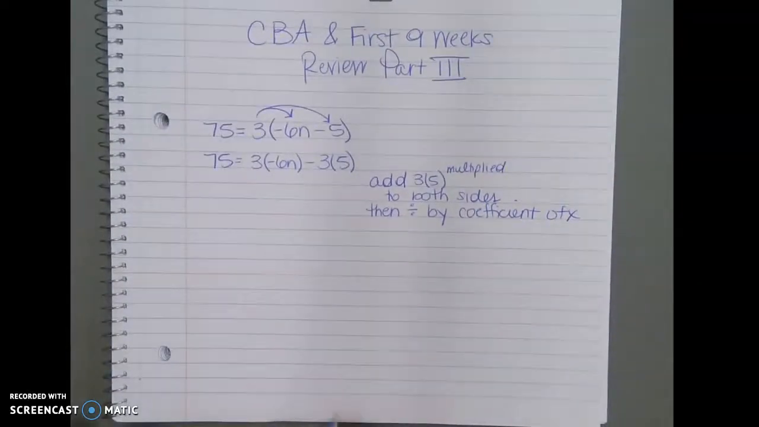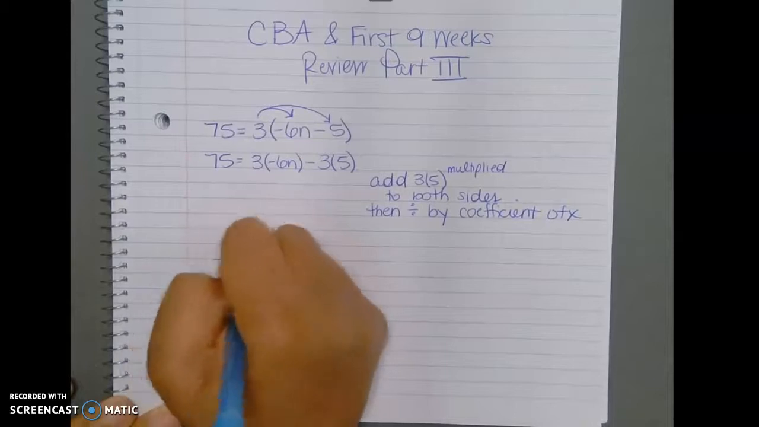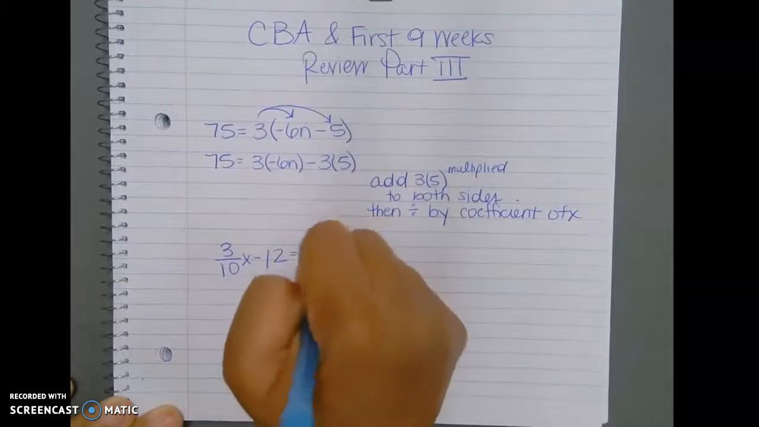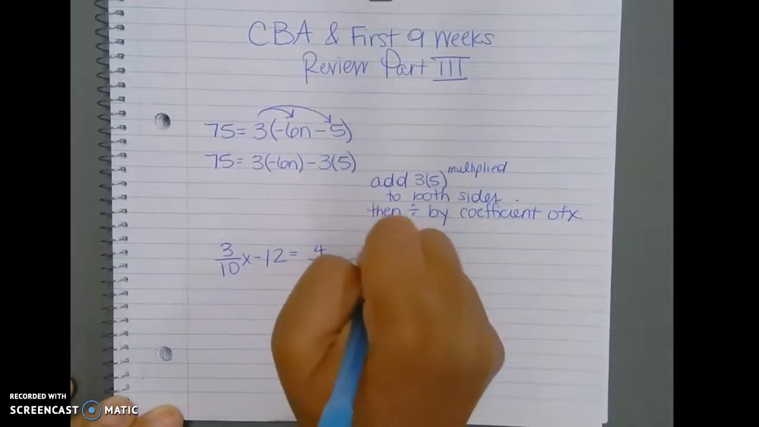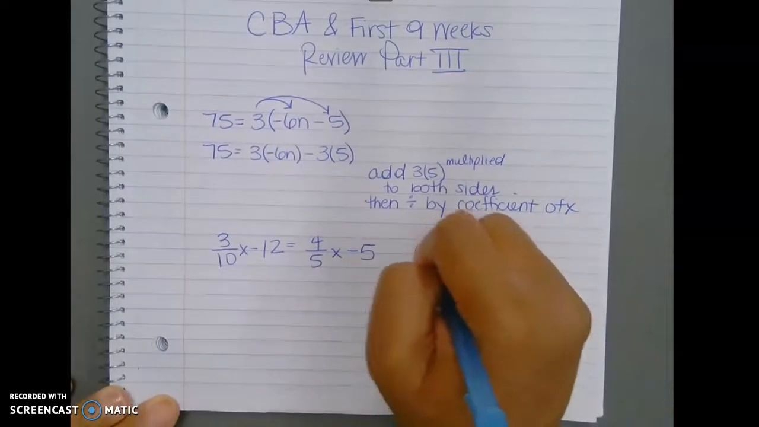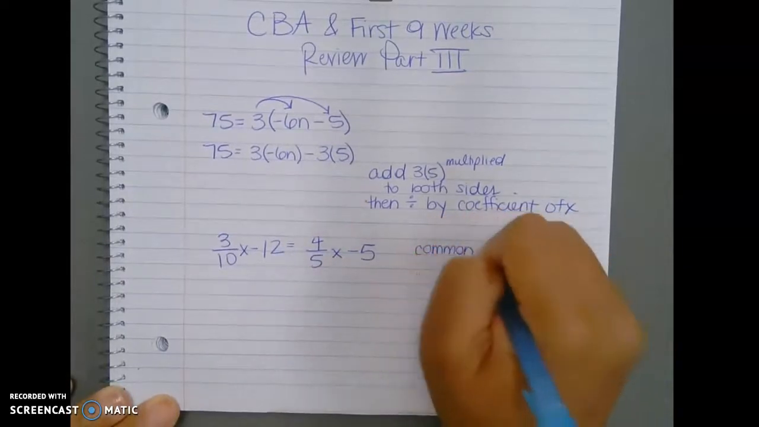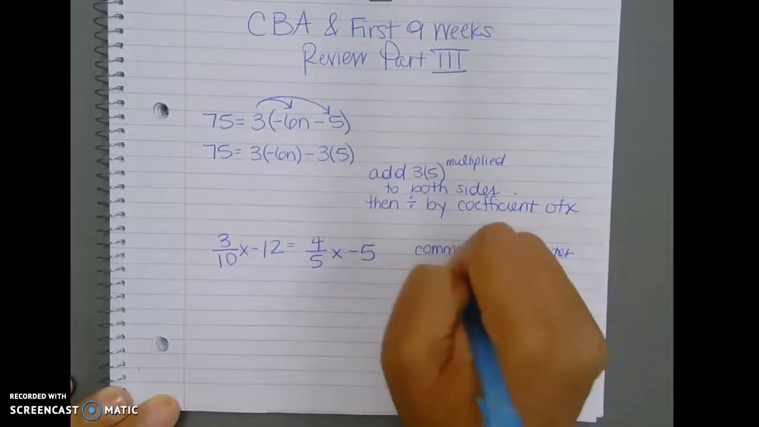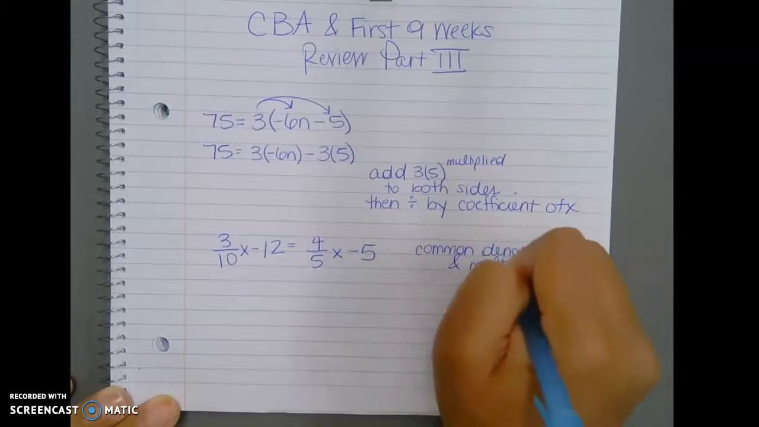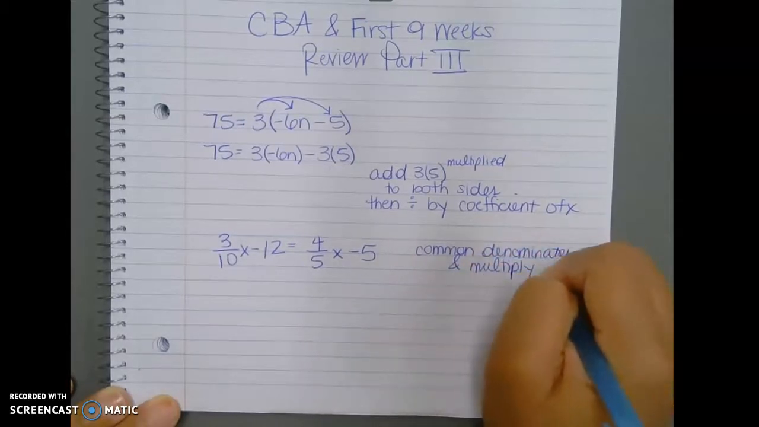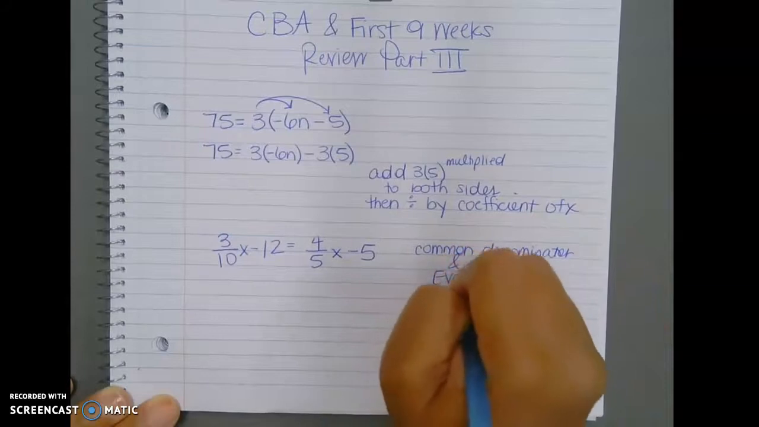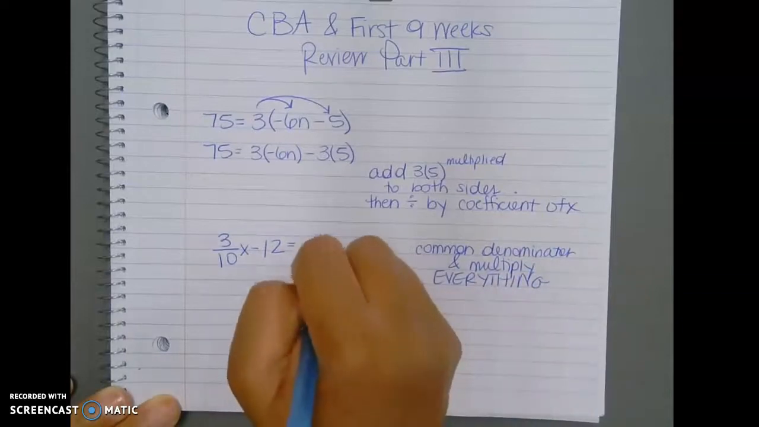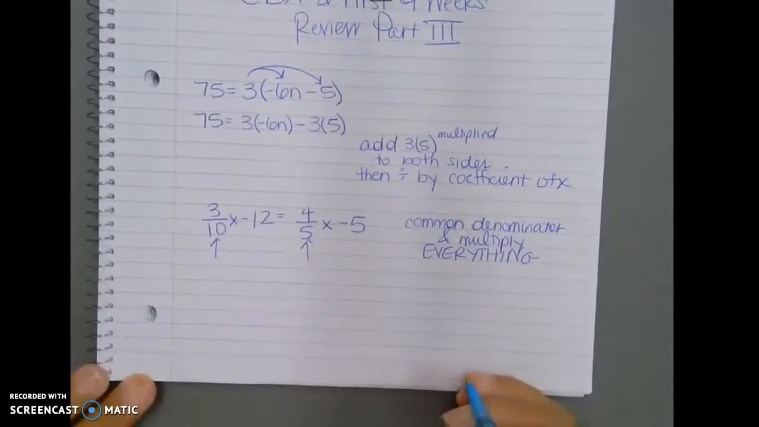Okay, the next problem is 3/10 x minus 12 equals 4/5 x minus 5. Find a common denominator and multiply. Multiply everything by that common denominator. So your common denominator is of 5 and 10.